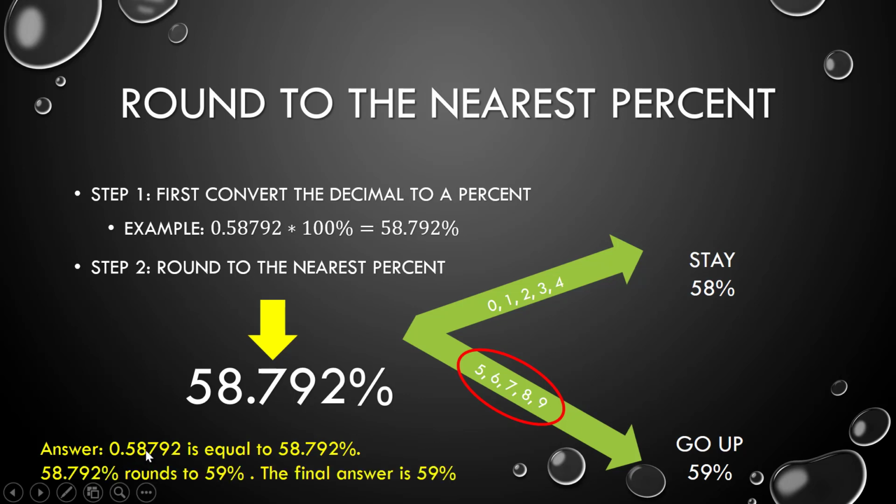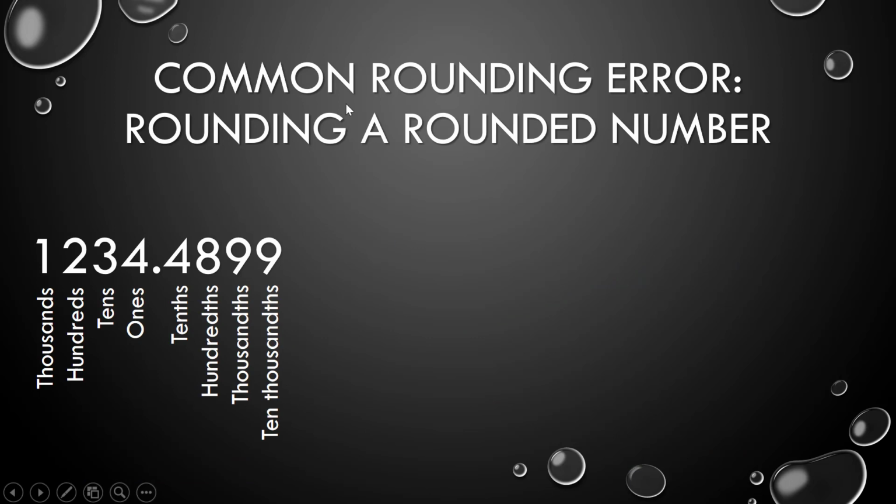So again, 0.58792 is equal to 58.792%. And then when we round 58.792%, we have to round it up to 59%. So if you're asked to round a number such as this to the nearest percent, that is how you do that. Let's look at a common rounding error.